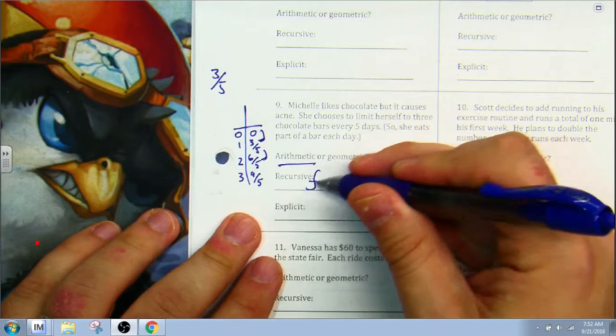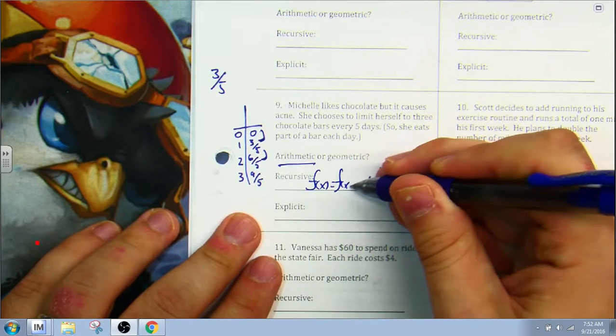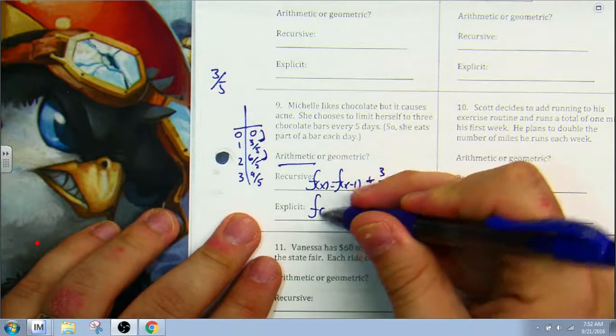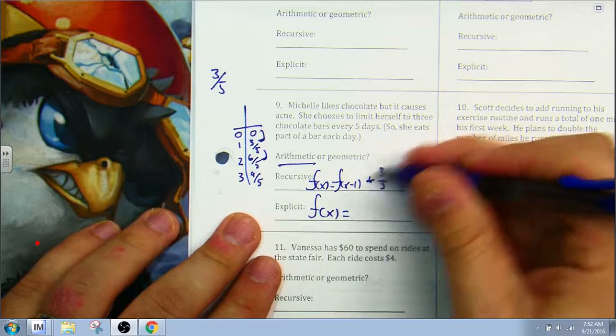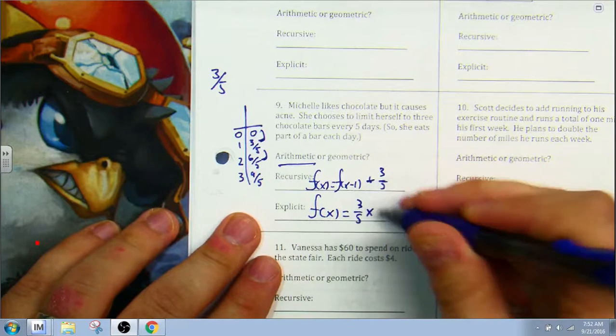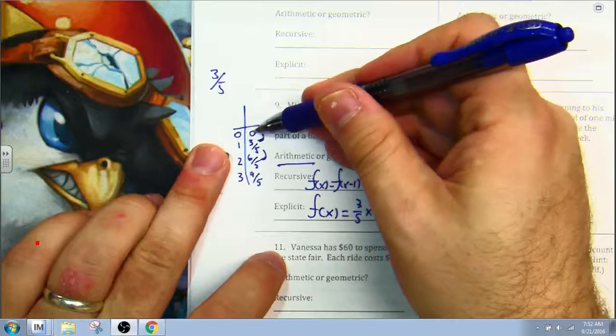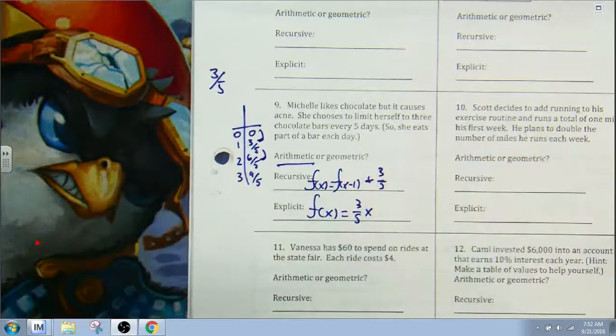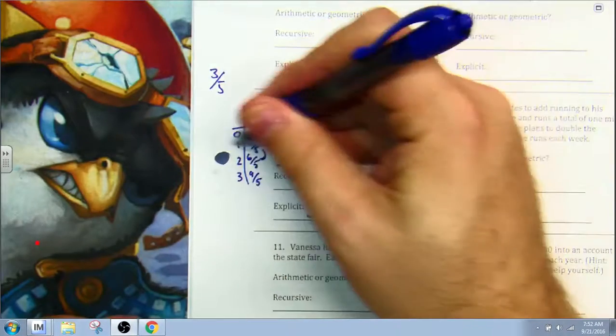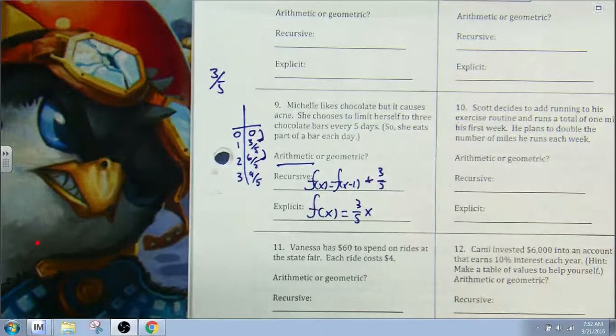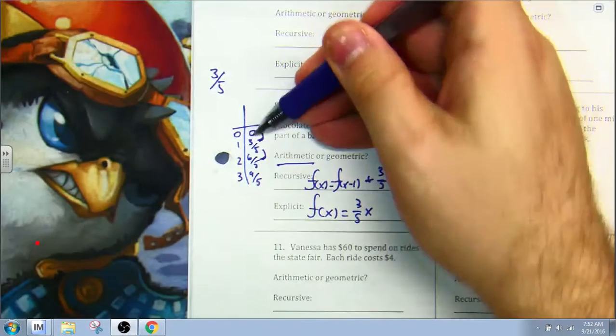So I have f of x equals f of x minus 1 plus 3/5. And so the explicit form is f of x equals my common difference, 3/5 x, plus my n sub 0, which is 0. So I just leave it, and I'm done. But really build these charts when you see what's going on, because that'll help you make sense of whether it's going to be arithmetic or geometric, because you can see the pattern.